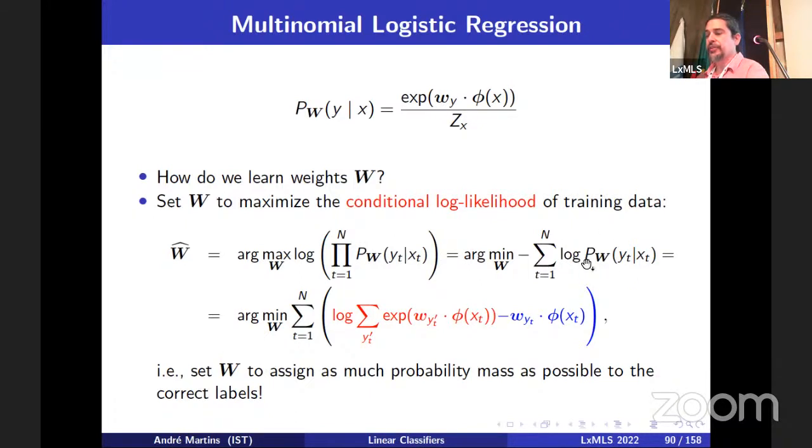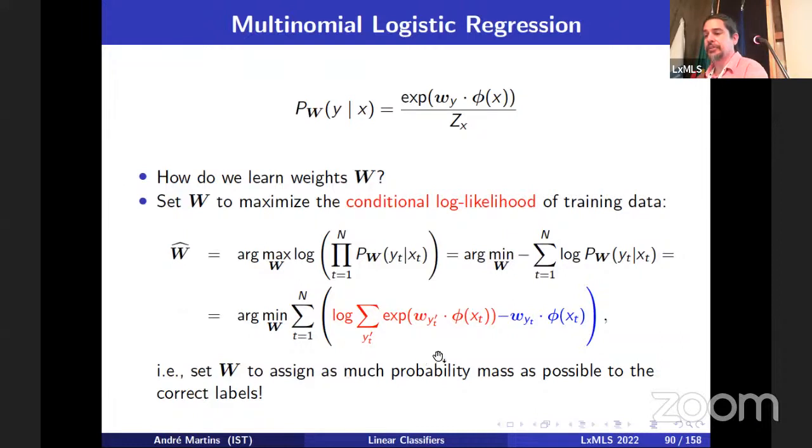And because of the parameterization that we chose for this conditional probability, we now have a log of this expression, which is a ratio of two things. The log of a ratio is the difference of the logs. So we get log of exp of this minus log of Z_x, and log and exp cancel. So at the end of the day, we get this part in red, which comes from the log of Z_x, and this part in blue, which comes from log of exp of this, where log and exp are going to cancel.